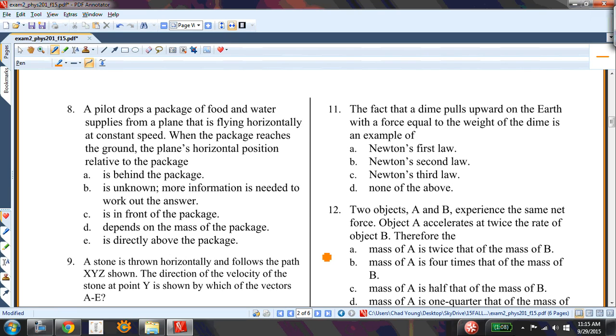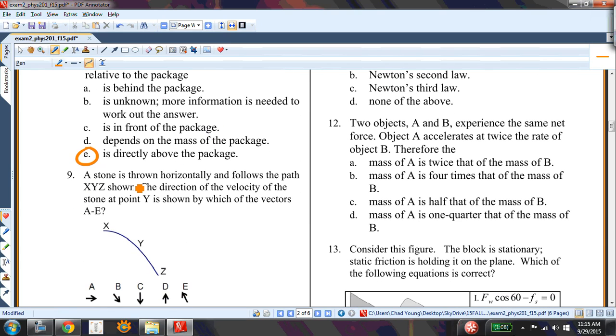A pilot drops a package of food and water supplies from a plane flying horizontally at constant speed. When the package reaches the ground, the plane's horizontal position is directly above the package. So remember, if I have a plane, it's traveling along like this. It drops a package, which travels along like this. At every point, the plane is over the package as the package falls.